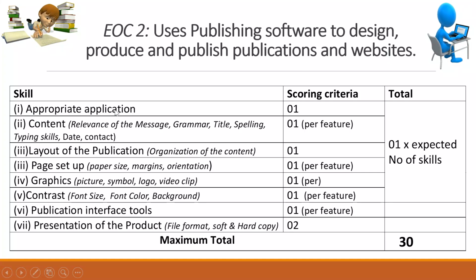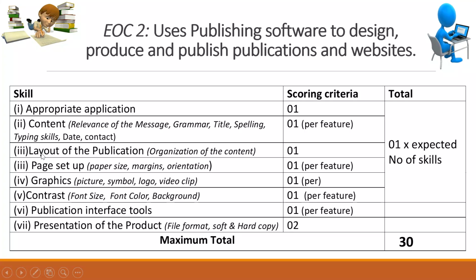Has the learner used an appropriate application, especially a web authoring software? Has the learner included content? Is the content having a relevant message, grammar, the title of what you are looking at as the publication or a website? Are there some spelling errors? Have you shown the typing skills? Date, maybe date of publish or date when the association started. Whatever you are answering, are there some contact details to contact that person, like imaginary contacts?